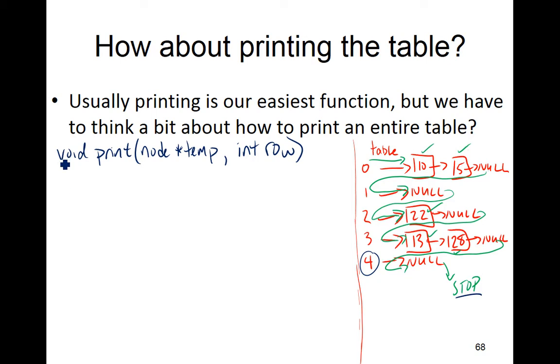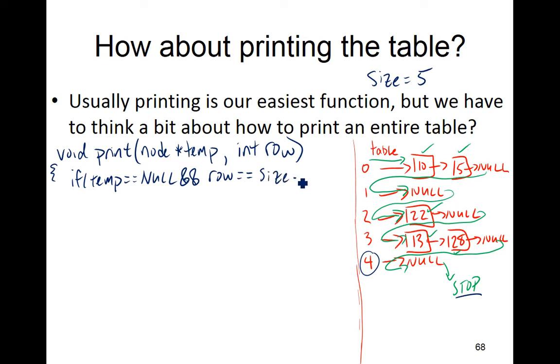So let's go. The first case, which is always easiest to say, is when do I know that I'm done? I could certainly say if temp is null, so you're at null, and you're on the last row. Probably you have some variable that's keeping track of size. In our example, since I have 5 rows, size is 5. So here I might say if temp equals null and row equals, I suppose I should say size minus 1, because that would indicate that we're on the last row.